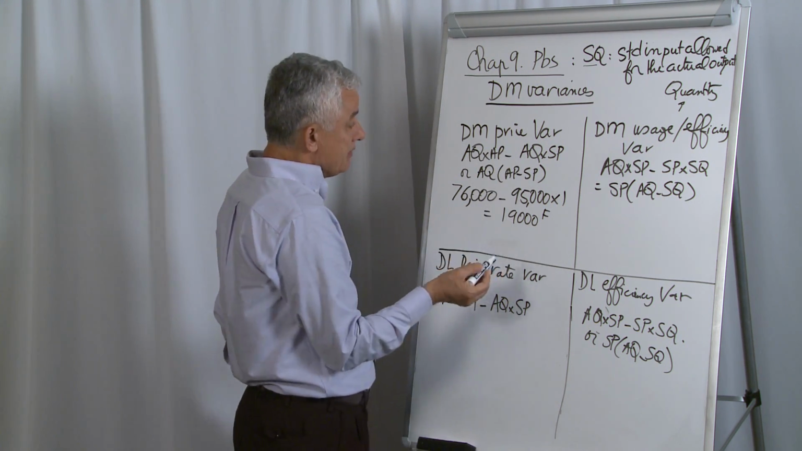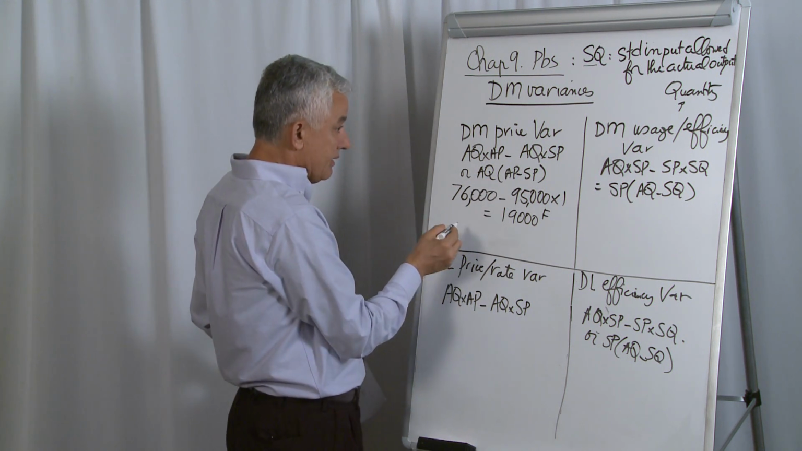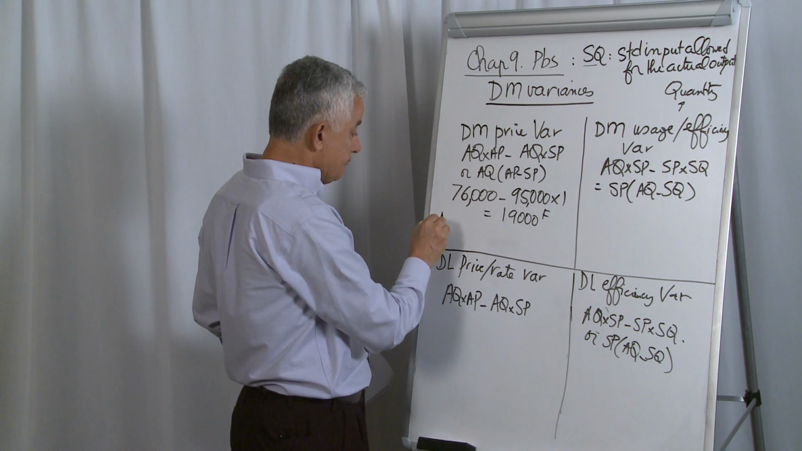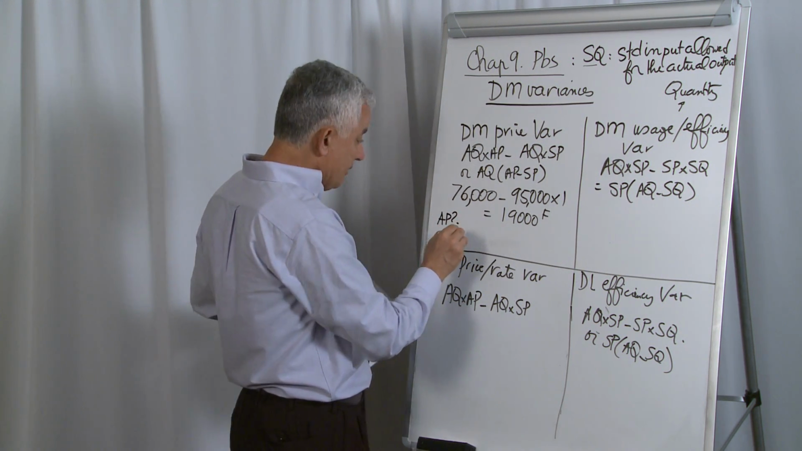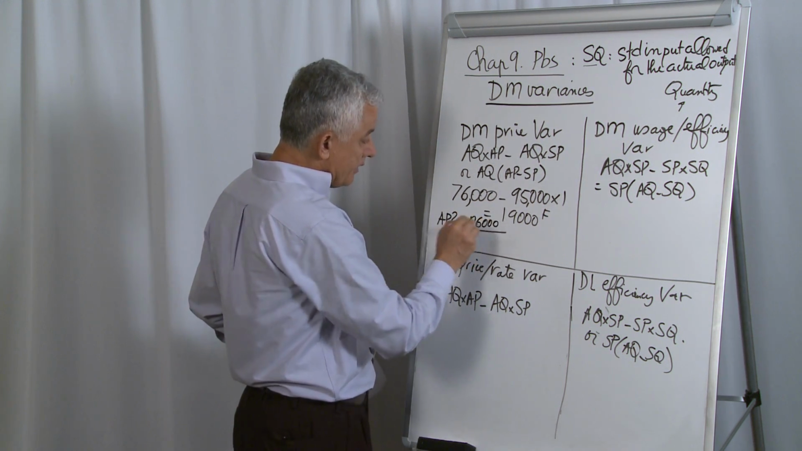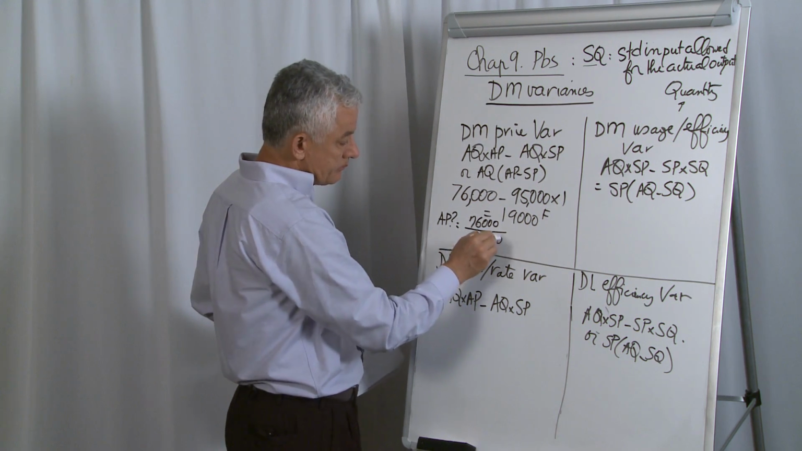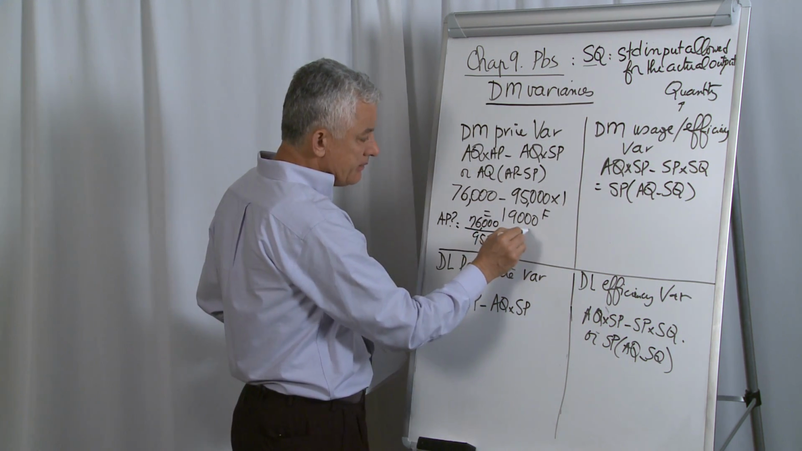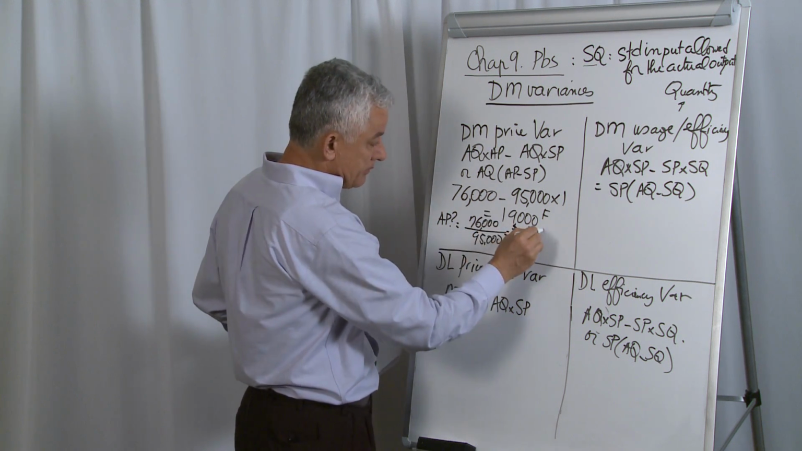Why? Because the actual cost is less than the actual quantity times the standard price. Another way to do it is to calculate the actual price, and then we can calculate it. What is the actual price? It's going to be 76,000 divided by 95,000. That's 0.8 dollars per pound.